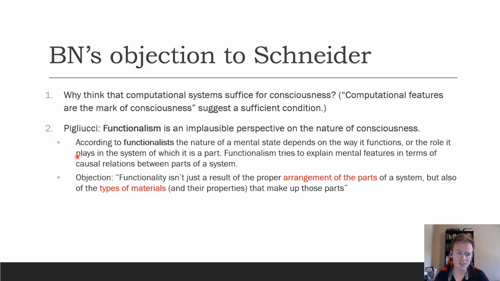And Pigliucci says this is a problematic picture, and it's a picture that is presupposed by the computationalist view. The objection is that functionality isn't just a result of the proper arrangement of the parts of the system, but also of the types of materials that make up those parts. So it's kind of reverting back to Searle's original view that, just as H2O is important for explaining liquidity, so too are neurons important for explaining consciousness.